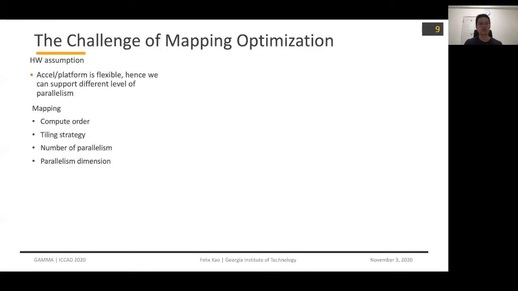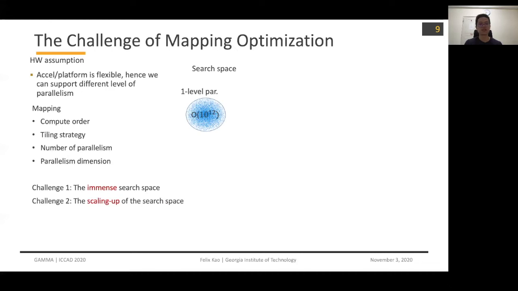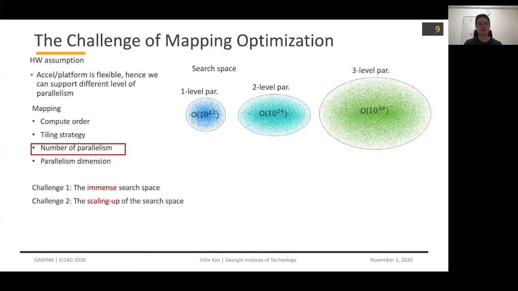So what is our challenge? The first challenge is the immense search space. With one level of parallelism, we have 10 to the 12 different combinations. And the second challenge is the scaling up of the search space. It comes from the number of parallelism, because we also want to support 2-level parallelism and 3-level parallelism.